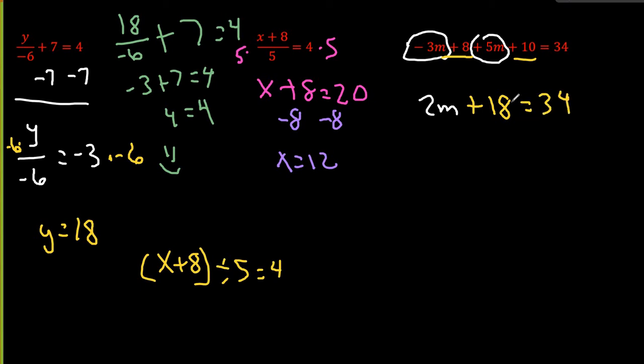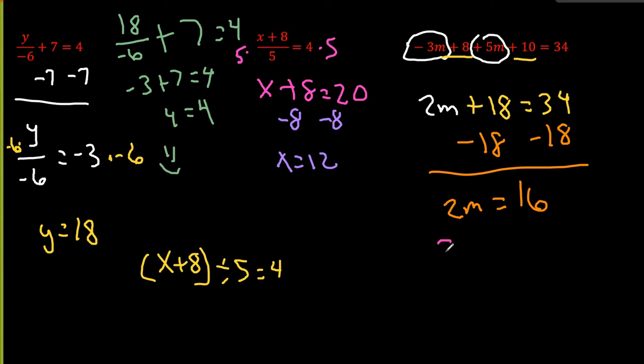Now we get rid of the stuff that's on the same side of the letter, but not touching it. That's the positive 18, so we do the opposite, or the inverse, which is subtracting 18 on both sides. That gives us 2m equals 16. 2m means 2 times m, so we do the opposite, which is division. Normally we write that with a little division sign, but I'm going to use the obelisk, and that gives us m equals 8. So go ahead and pause it if you need to, because I'm going to go on to the next page.